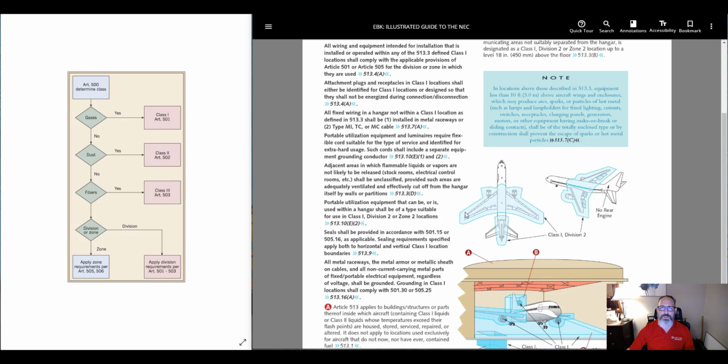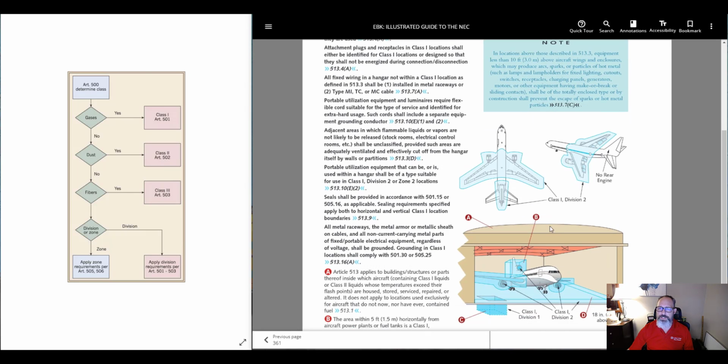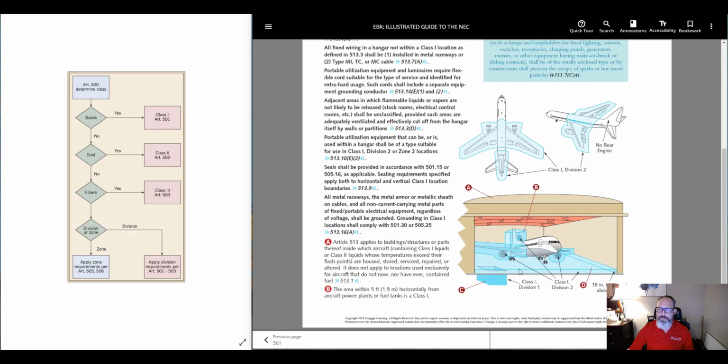So the wings are the fuel tanks on any type of jet plane, and then your engines have jet fuel around them. If you have a wing mounted or tail mounted engine, then you'll have an area around it that is considered a Class 1 Division 2. But the rest of the plane in the front is not. And if there's no engine, the tail is not. And then inside the entire hangar, 18 inches above the floor, is Class 1 Division 2.